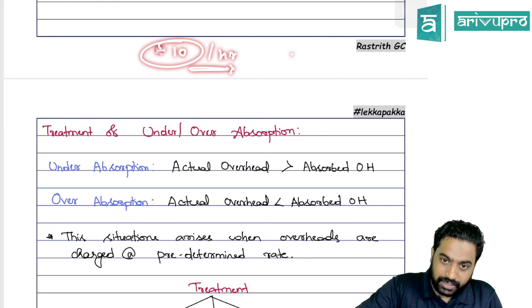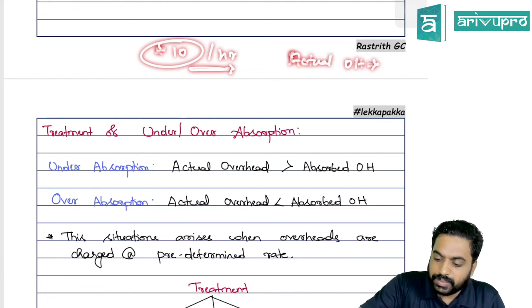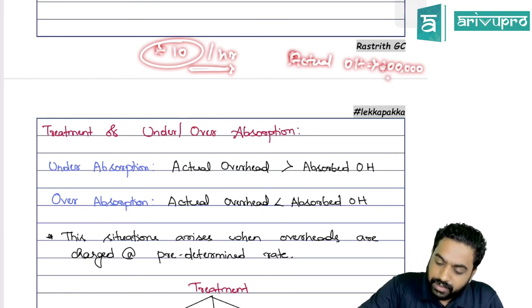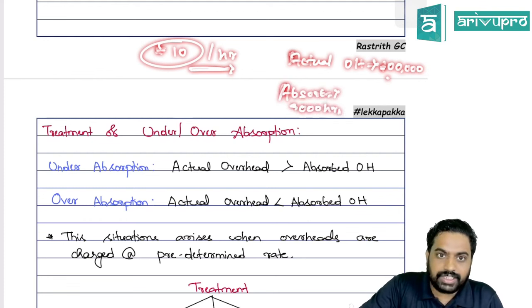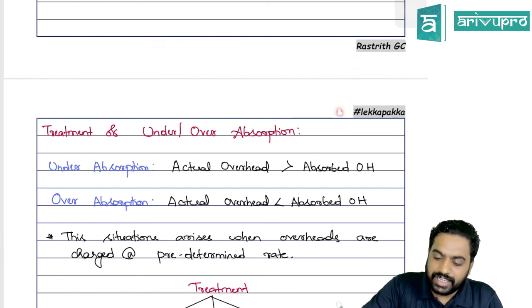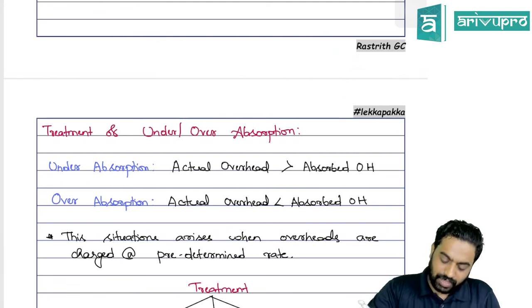Now what is happening, you know? Let's say the actual overhead, what you are spending, is rupees 1 lakh. But how much is absorbed? Absorbed means, let's say you produce 9,000 hours. So 9,000 hours into 10. How much will it be, sir? 90,000. I will write here.